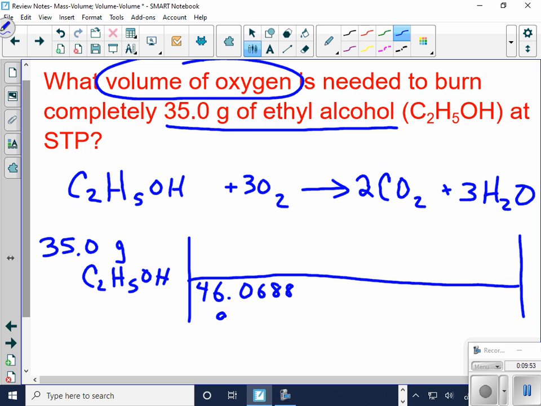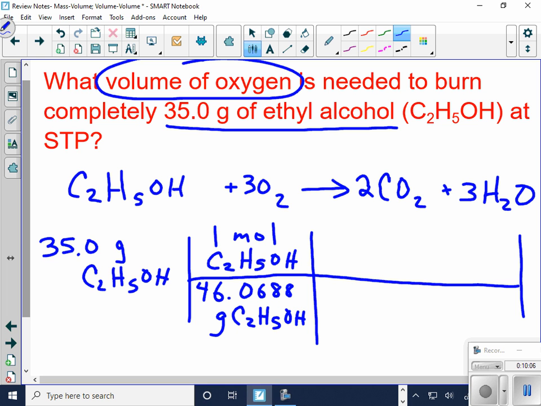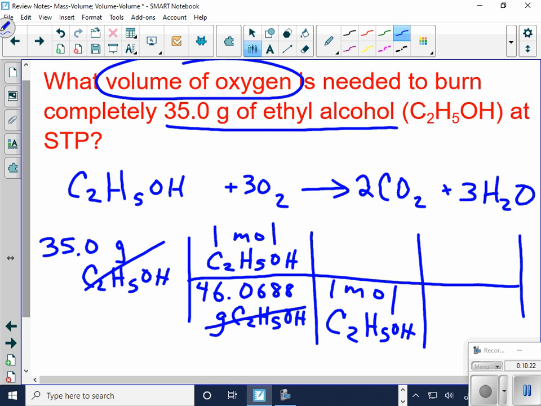46.0688 grams of ethyl alcohol is 1 mole of ethyl alcohol. So I've converted that from grams to moles. Now I'm going to use my molar ratio. I know that 1 mole of ethyl alcohol needs to have 3 moles of oxygen in order to react. So my moles will cancel.